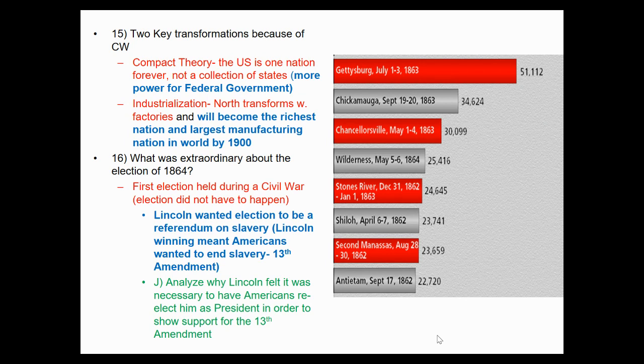Lincoln wrote an executive order to end slavery in the United States, and he felt that having one person declare slavery ended in America doesn't have the power of having the people vote. So by reelecting Lincoln, he knew that gave him the power to pass the 13th Amendment, which actually ended slavery in the United States. And that's the reason why the election happened.